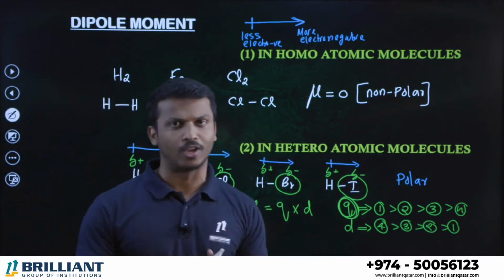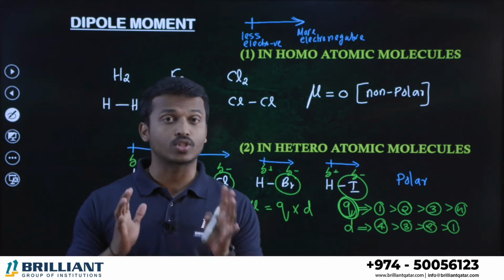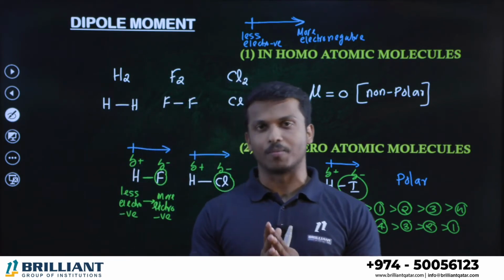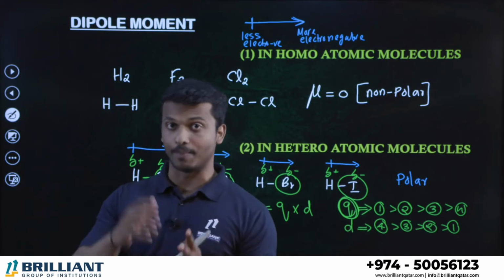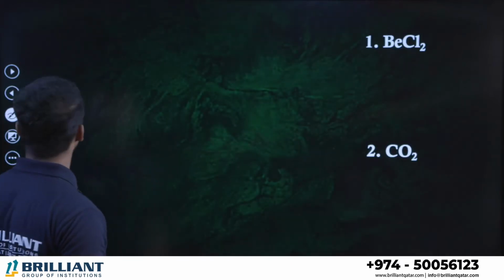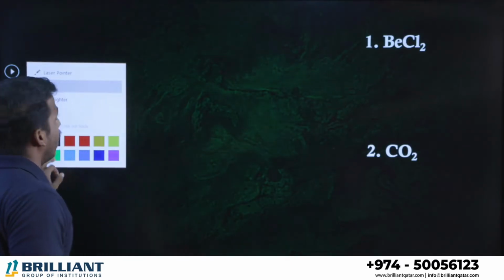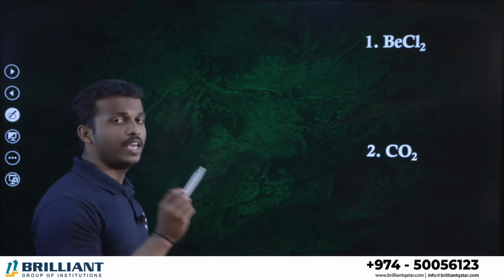Now let us discuss polyatomic molecules. These are diatomic molecules, only two atoms. Let us discuss polyatomic molecules; mostly they will focus on those. How can we identify the dipole moment? Let's see one by one. I'm going to the question for the system BeCl2.